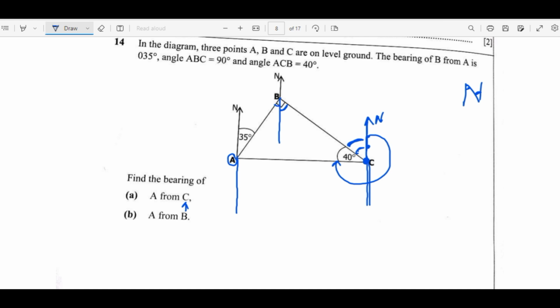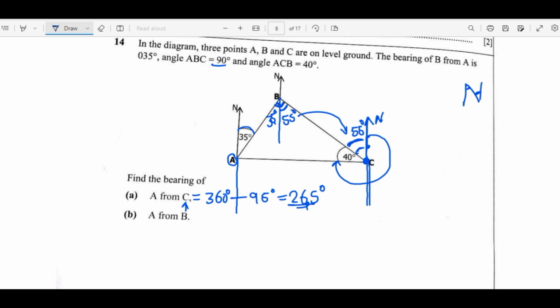Now here, since there is 35, also here there is 35. Now remember, this angle is 90. We are given it's 90. So 90 minus 35 will give us 55. So it means here there is a 55. If there is a 55, also here there will be a 55. So 55 plus 40 will give us 95. Then 360, not 180, 360 minus 95 will give us the final answer. So the final answer will be 265 degrees. So that is our answer there.